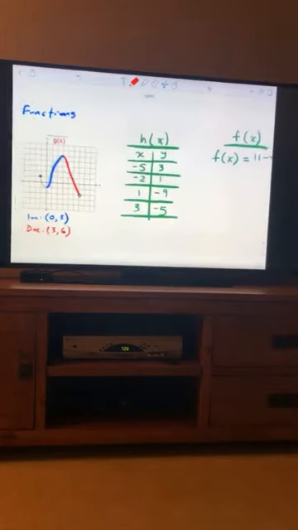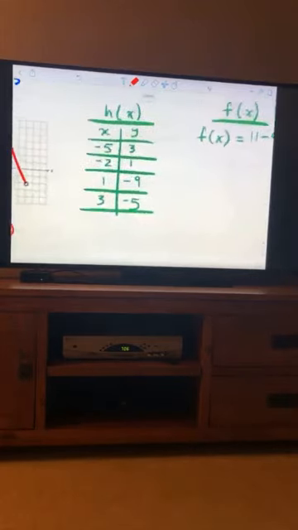All right, looking at the table. Take a moment. To answer these, h of 3, where does h of x equal 3? And then h of 1. See if you can answer these 3 questions.